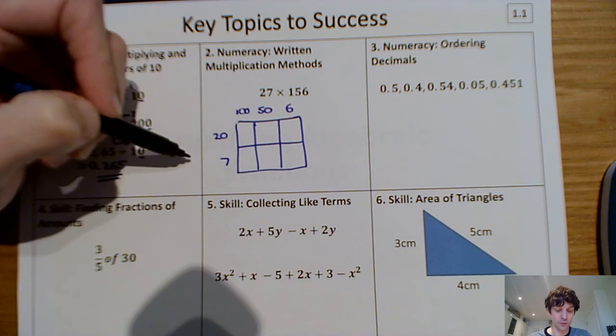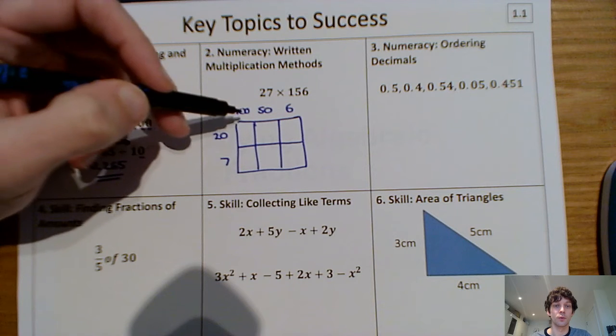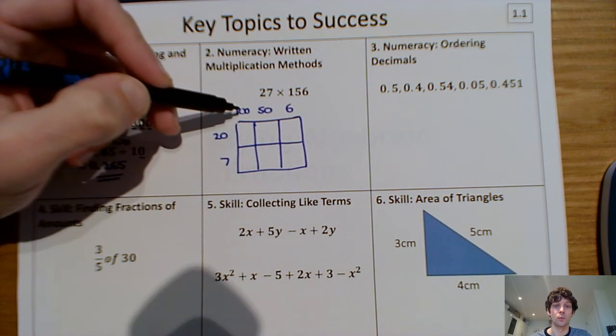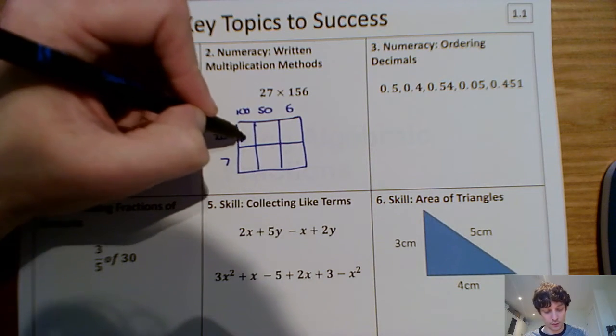Because now 100 times 20, I can do 100 times 2 would be 200, so 100 times 20 would be 2000.